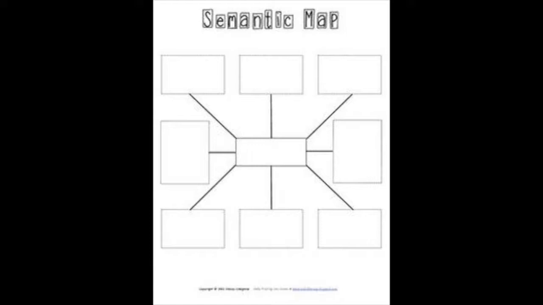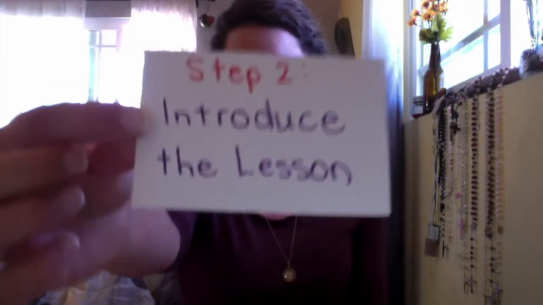For the follow-up activity, they would create a semantic map, which has the main idea or the topic in the middle, and then there will be branches and cells off of that topic that explain some points or the themes. In this case, they would state the main event or the setting maybe, and the themes that they've come up with. Then step 2 is introduce the lesson to the students.